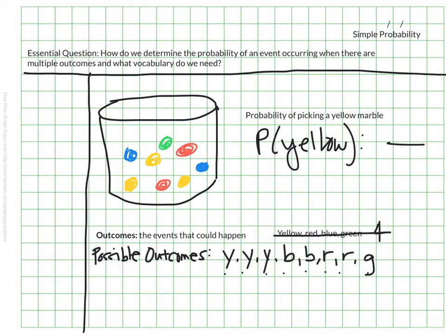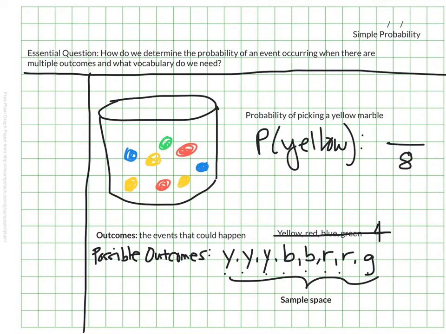So I'm going to go ahead and put that down here. This represents my sample space. That's another vocab term I'm going to mark here. The sample space refers to all the different options that I have here, all the different outcomes. So I actually have 8.